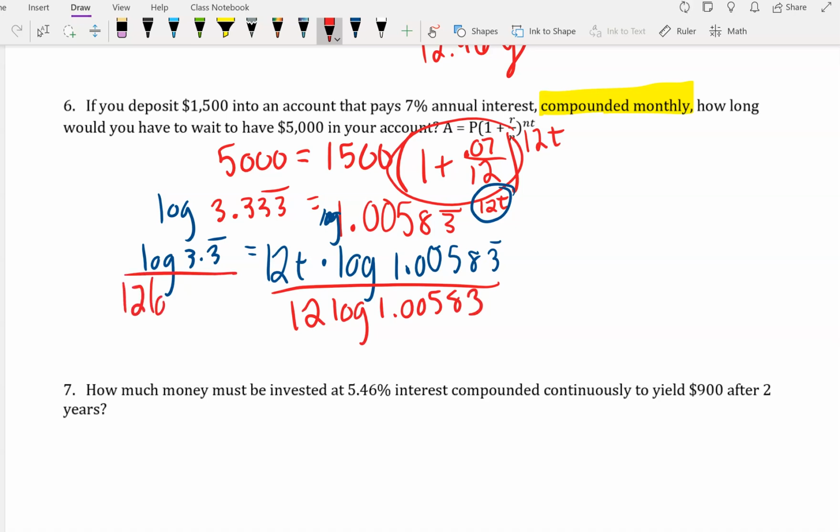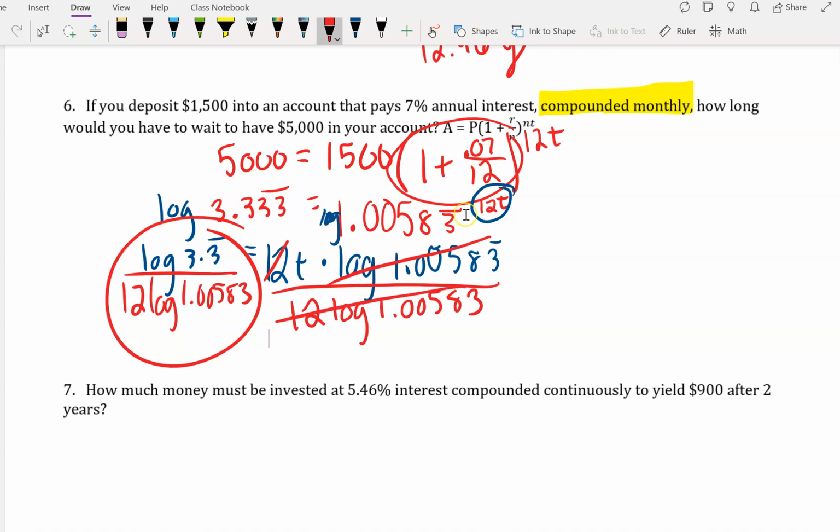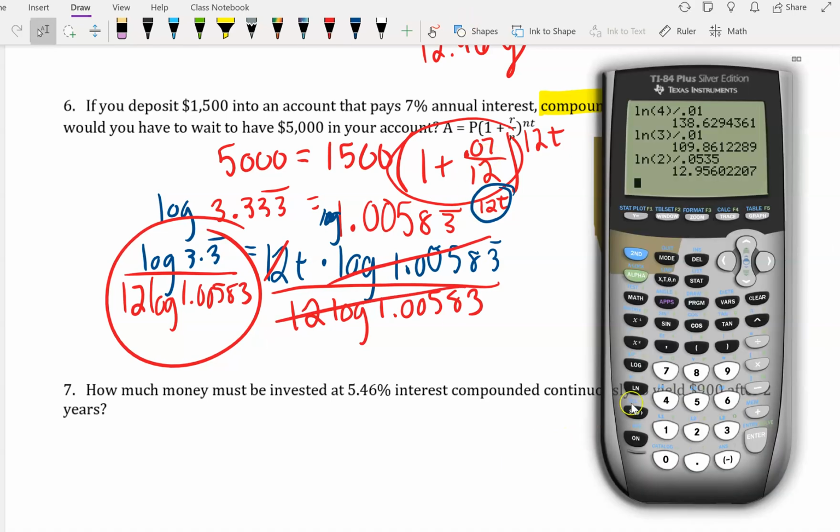12 log 1.00583, and that will be our answer for t. So type that into the calculator, clear out all this other stuff. Log 3.3333333. The more 3's I put there, the more precise my answer is going to be. Divide that by 12.